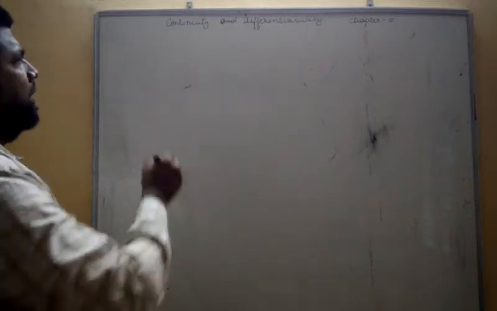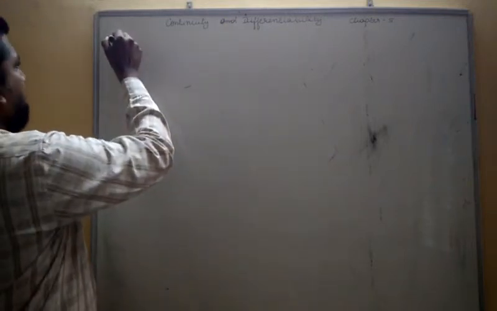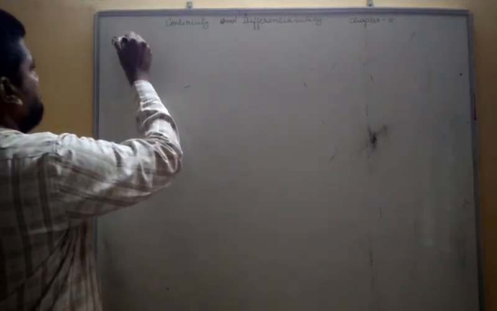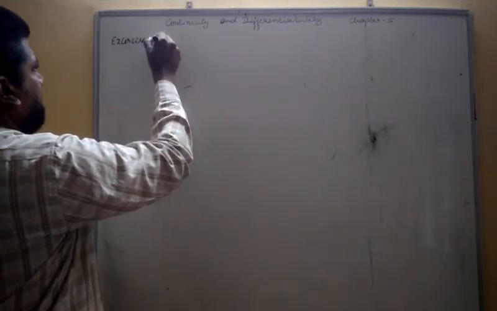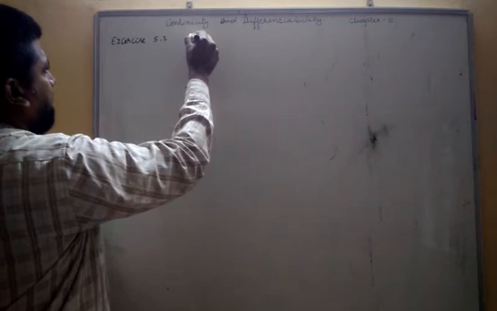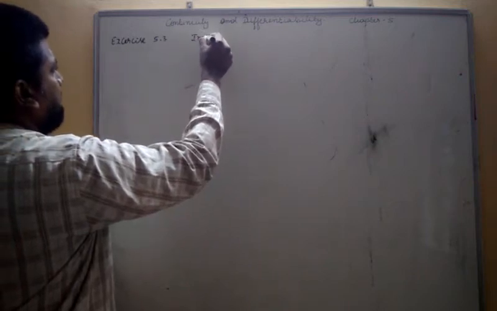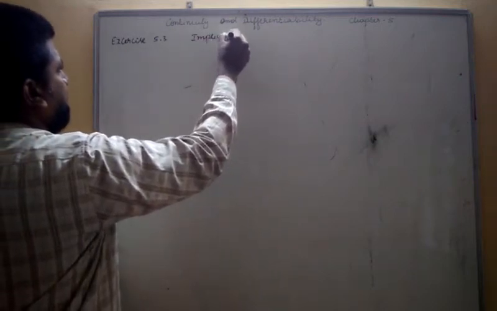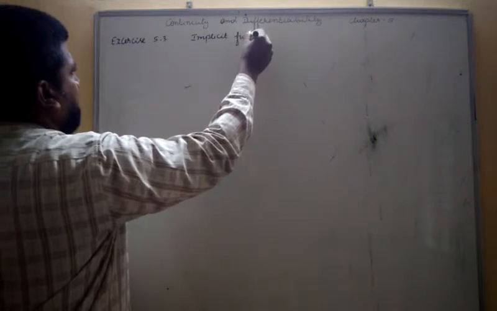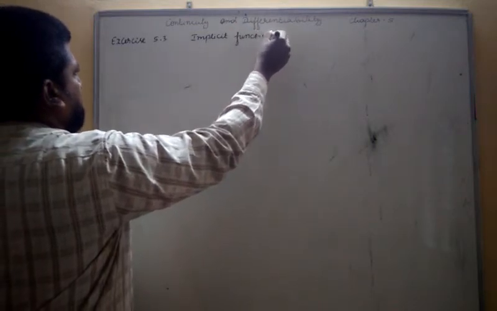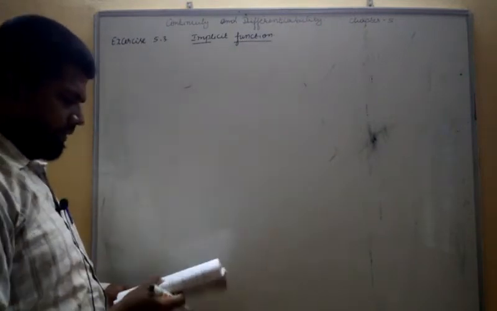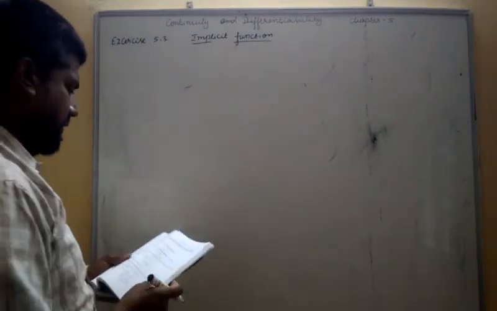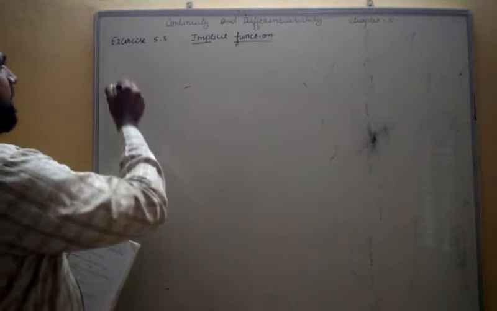In the previous class, we discussed the problems of exercise 5.2. Today, let's go for exercise 5.3, implicit functions. We already did problems on implicit functions in the previous classes. So let us solve the problems. Let us take the first problem.